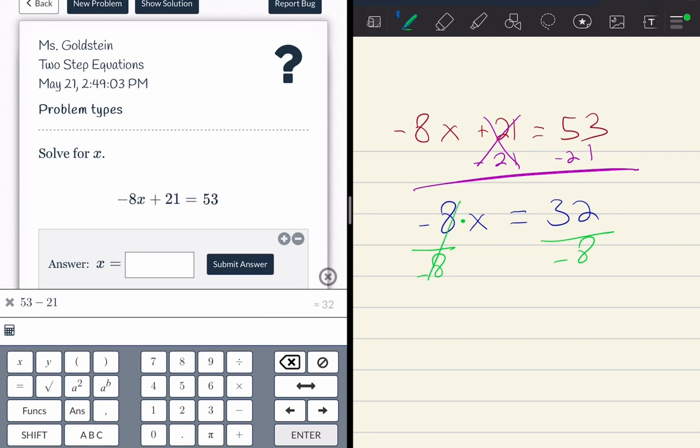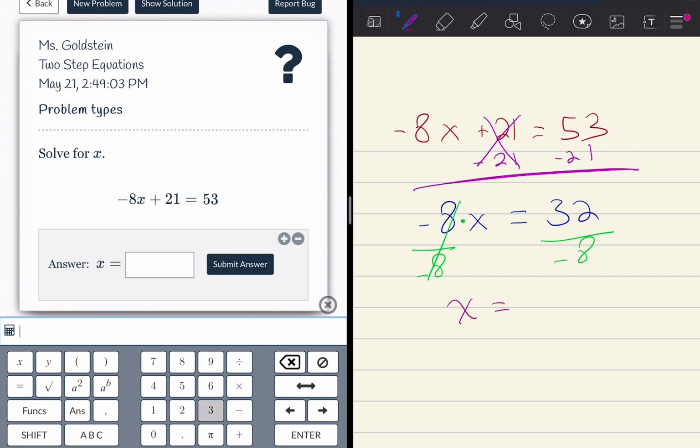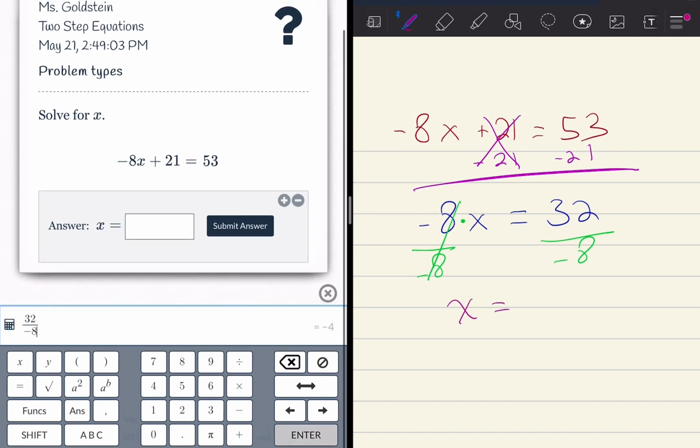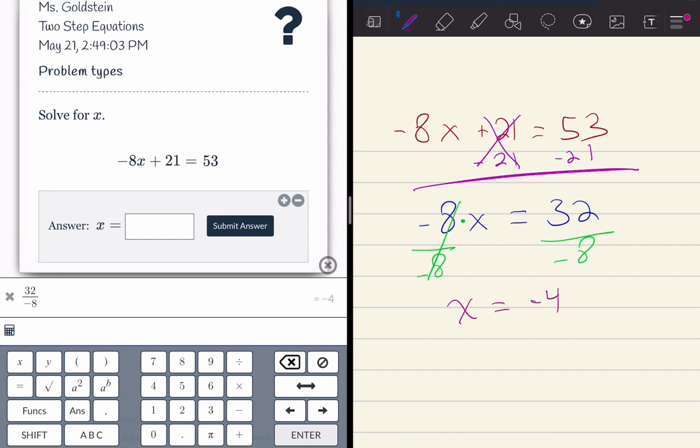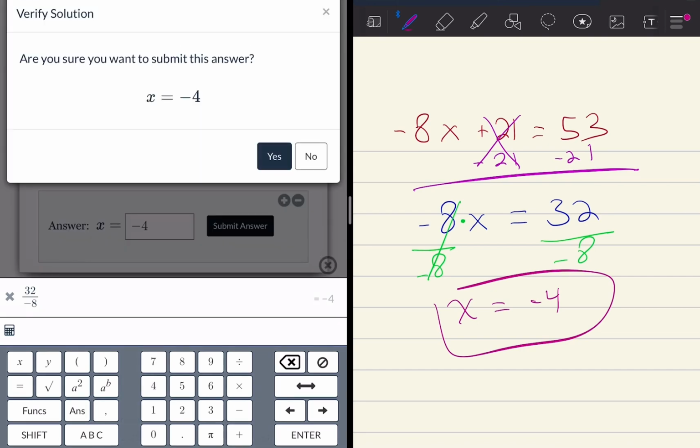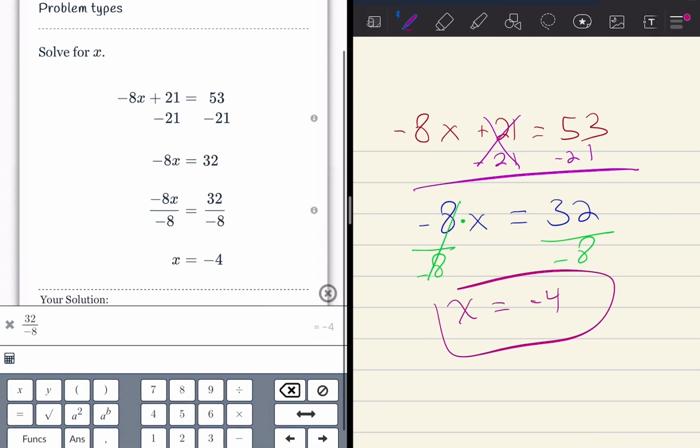So I'm going to divide by negative 8 on both sides because of that multiplication. I cancel out my opposites. I am able to bring down x equals, and then in my calculator I can do 32 divided by negative 8. I get negative 4 as my answer, and I put that into Delta Math, and it'll show you those steps.